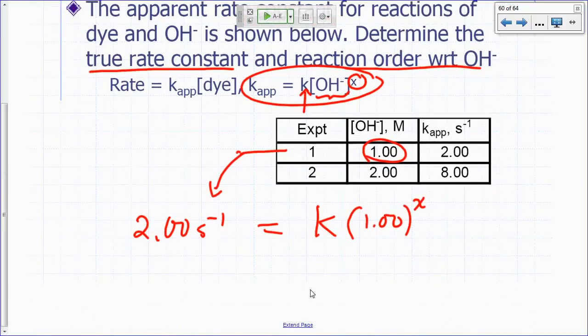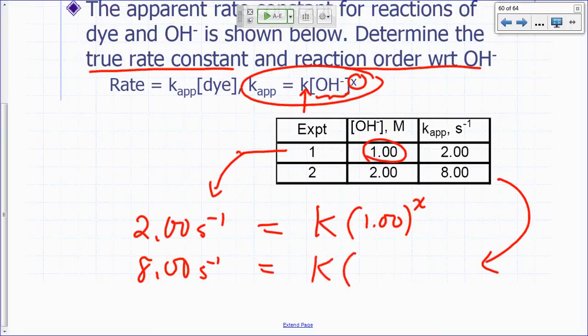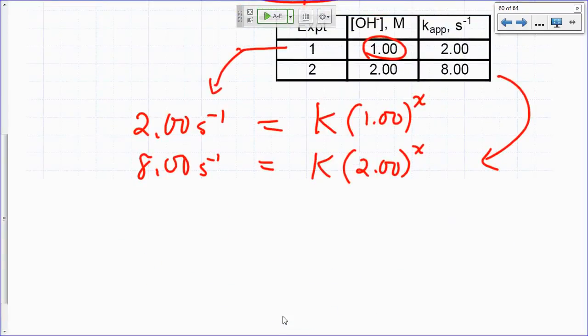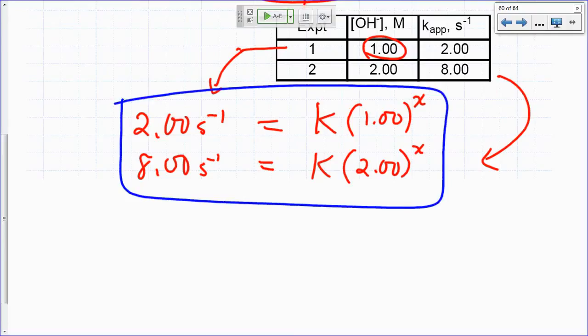For experiment number 2, our apparent rate constant is 8.00 per second. That's equal to the true rate constant times the concentration of hydroxide for experiment 2, 2.00, raised to the power x. Do I have enough information to get the value for k and x? Yes, I do. I have two equations and two unknowns. So how do I solve for k and x here? I have equation 1 and equation 2. A quick way is to divide equation 2 by equation 1.